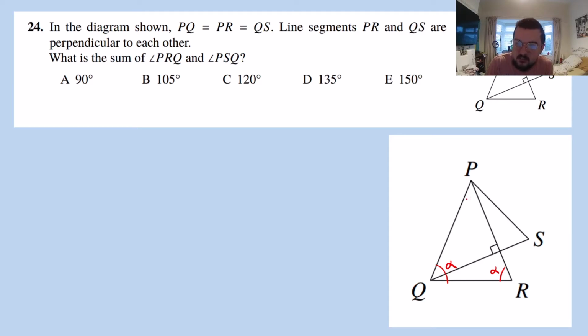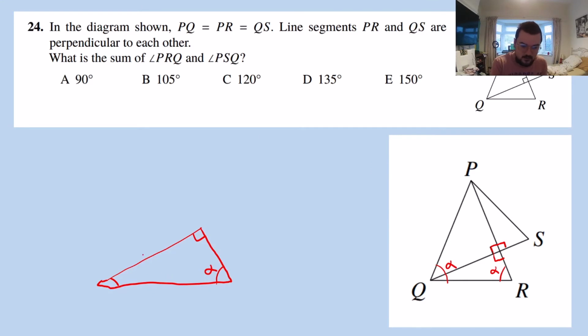The question says that PR and QS are perpendicular to each other, so that labels this angle here as a right angle. It also means that this angle here is a right angle, and this angle here is a right angle. So if we take this bottom triangle here, where Q is the point where PR and QS join, and then R, this is a right angle, this is alpha.